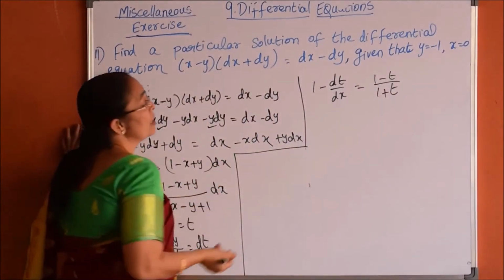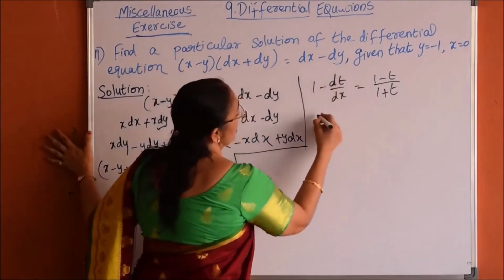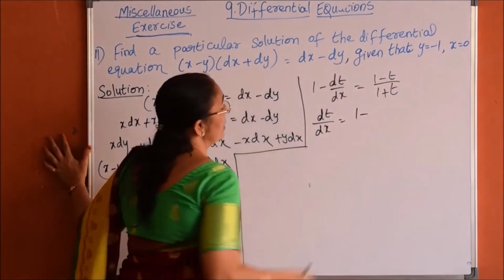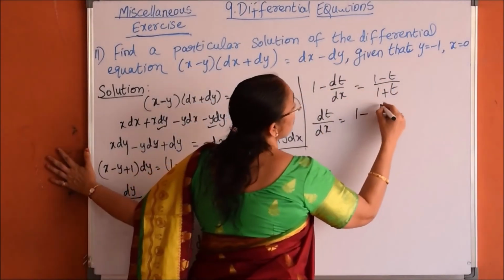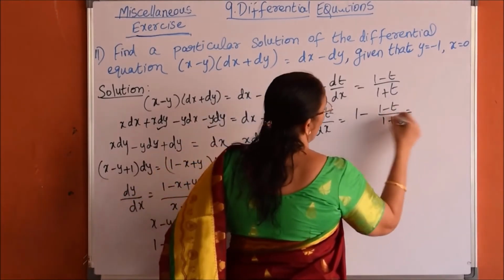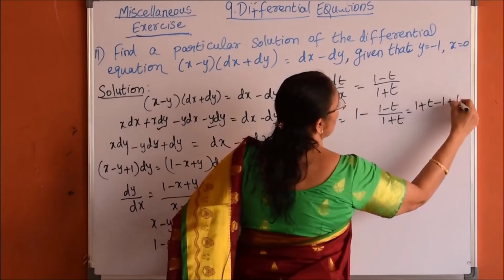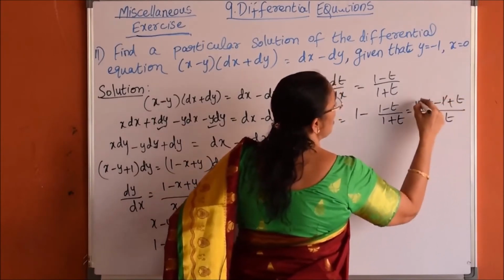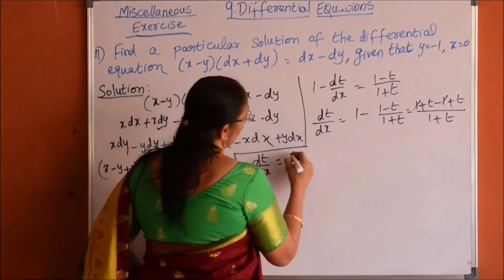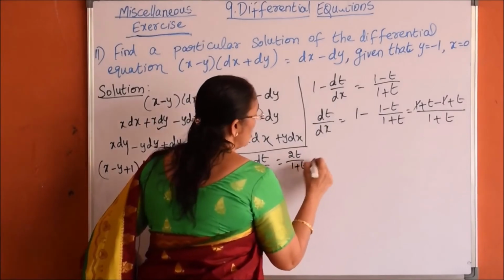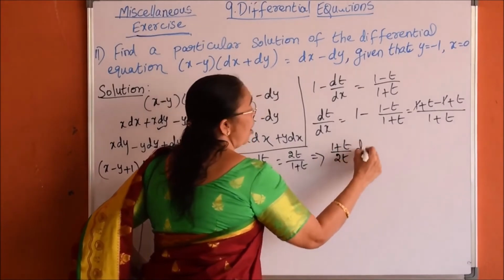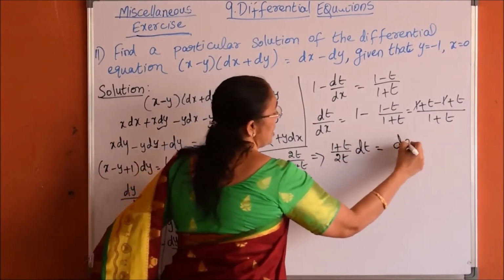Now, we can separate the variables. So, this can be rearranged as dt by dx is equal to 1 minus t divided by 1 plus t, which is (1 plus t minus 1 plus t) divided by 1 plus t. Therefore, dt by dx is equal to 2t by 1 plus t. Separating the variables, we will get (1 plus t) divided by 2t of dt is equal to dx.